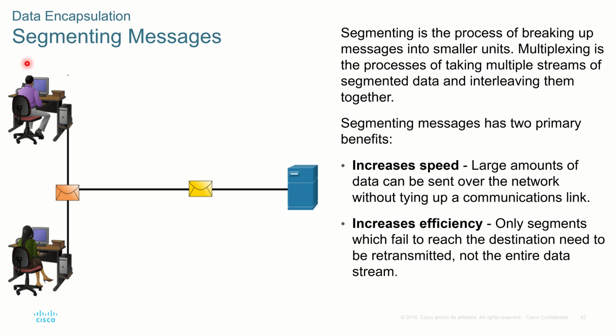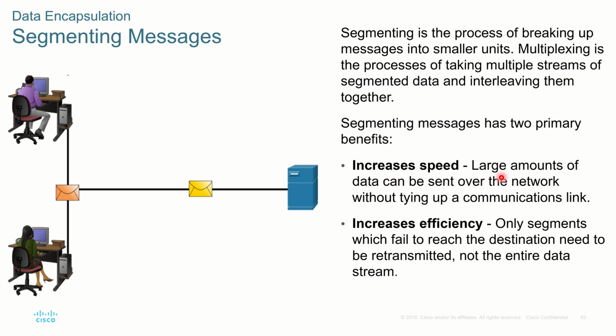In network communication, segmenting is the process of breaking up a message into smaller units. In the data communication and networking subject, you have learned how multiplexing takes multiple streams of segmented data and interleaves them together. There are two primary benefits of segmentation. First, it increases speed. For example, if you are sending a video or an audio over the network, we need to break the message or information into smaller units so that the speed increases.